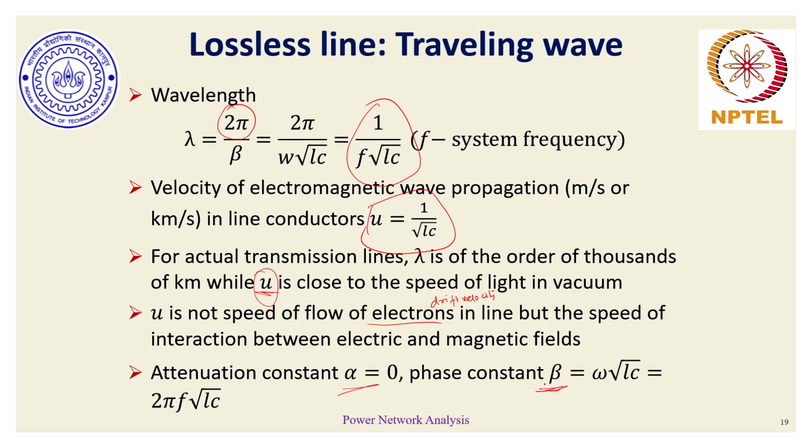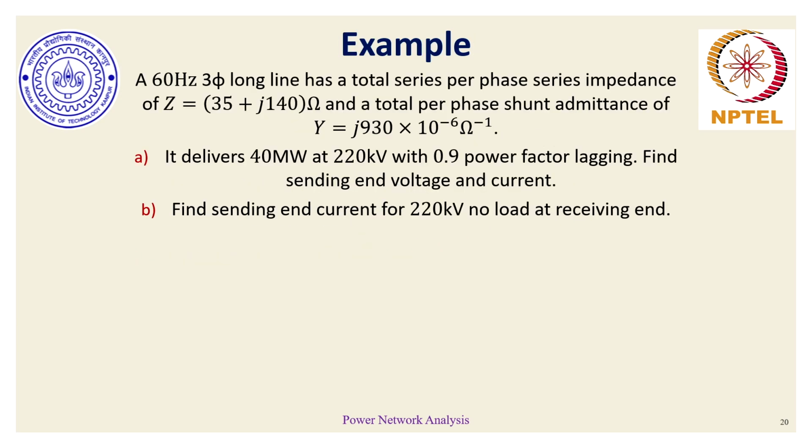We can have our beta in terms of root over LC, 2 pi f. We'll conclude this discussion with an example where I have considered a long line with series impedance defined. The total line length is not given. The total capacitance or shunt admittance is also given.